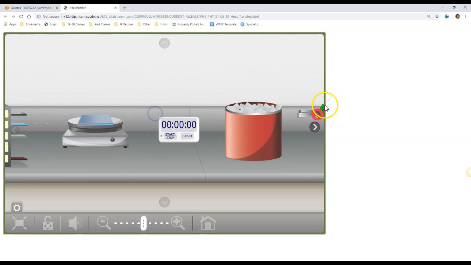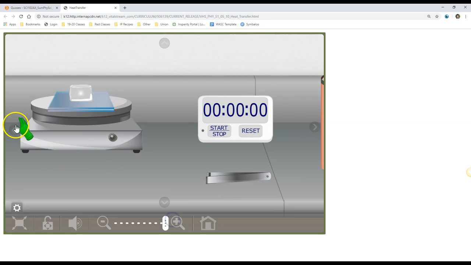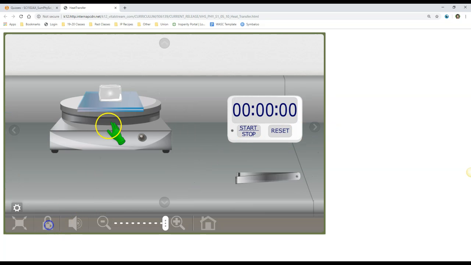Now we're going to go ahead and do air between glass. Grab our ice, and just like last time, we are going to start our hot plate, start our timer, and again, we're going to wait until this is completely melted. You will need to pause the video. That's your responsibility. You need to get it as close as possible to get full points, and that is what you will be recording here for air between glass. So here we go.